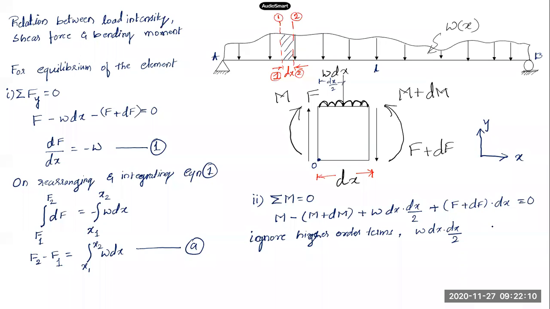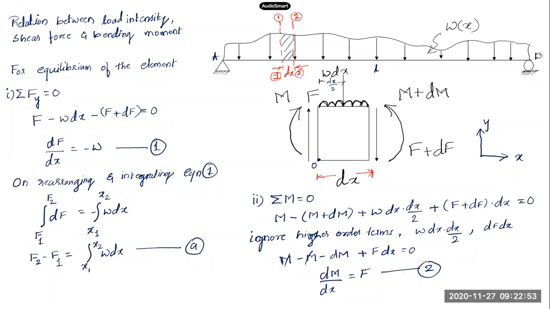So I have neglected the higher order terms over here. Even this df into dx will also come in that higher order term. So when I neglect these terms, what I'm left with is m over here minus m minus dm. This term is gone, we have neglected, plus f into dx. This is what we are left with, should be equal to 0. Or on cancelling, what I have in this case is dm by dx is equal to f. So this is our second relationship we have.